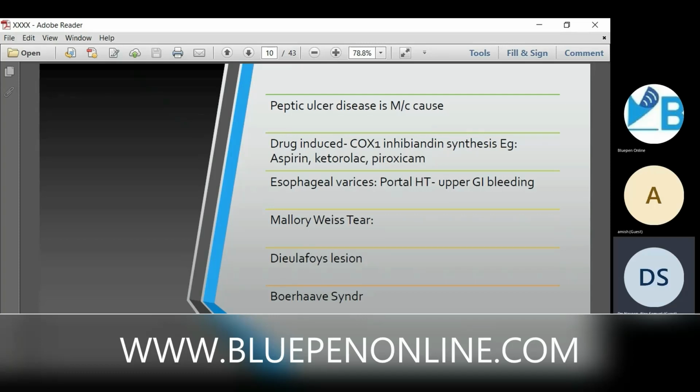Then next, esophageal varices. Esophageal varices are actually like hemorrhoids. You know what hemorrhoids are? Yes, I know, sir. So it's the same as hemorrhoids, which are in the rectum. Here, there is dilatation of the vessels in the esophagus. That's esophageal varices. It may be due to portal hypertension, which leads to upper GI bleeding.